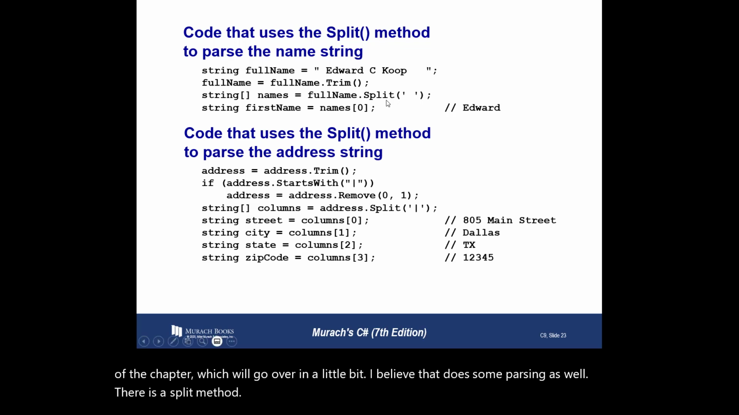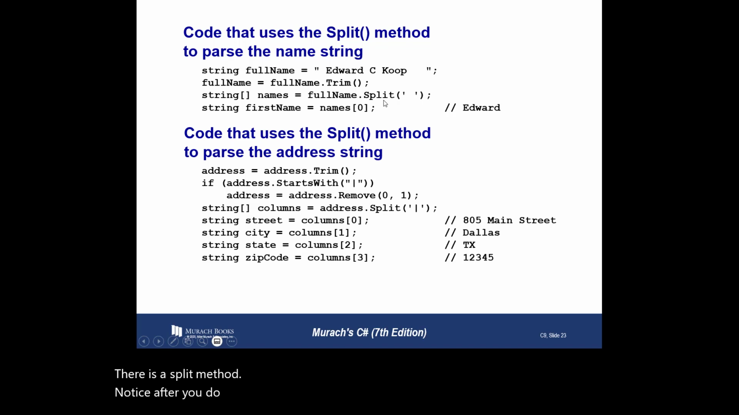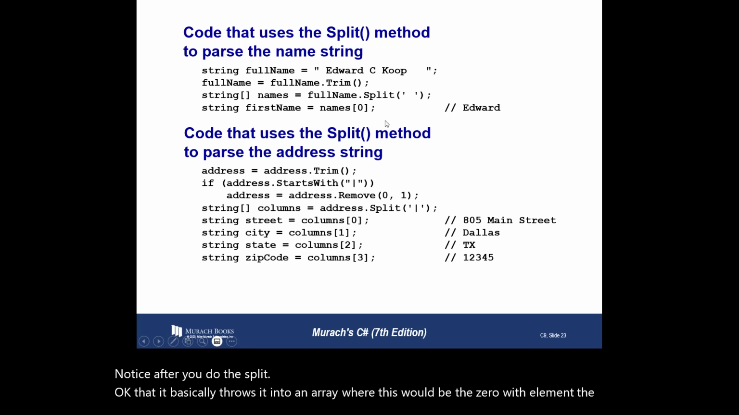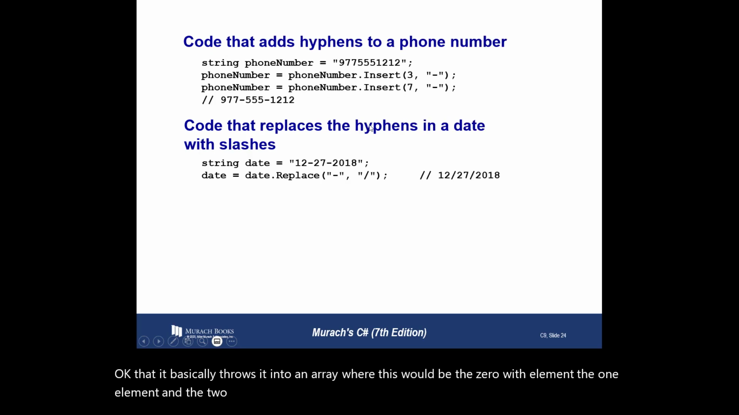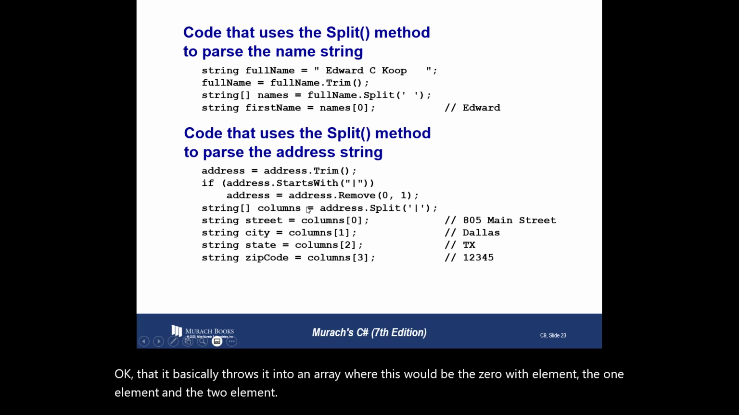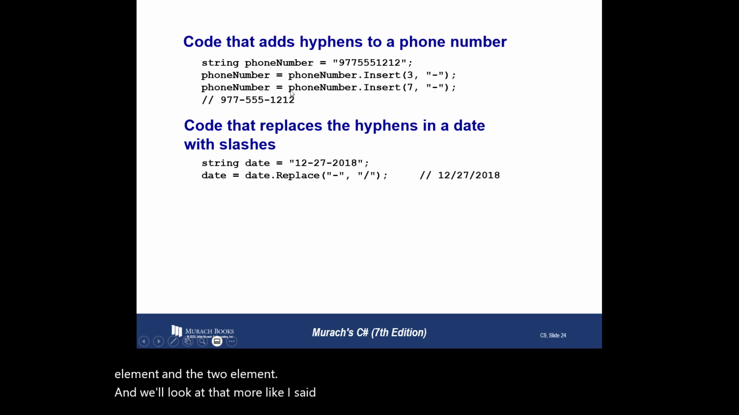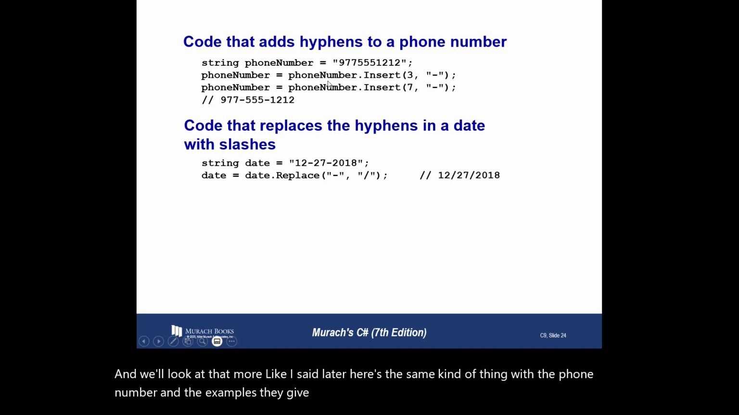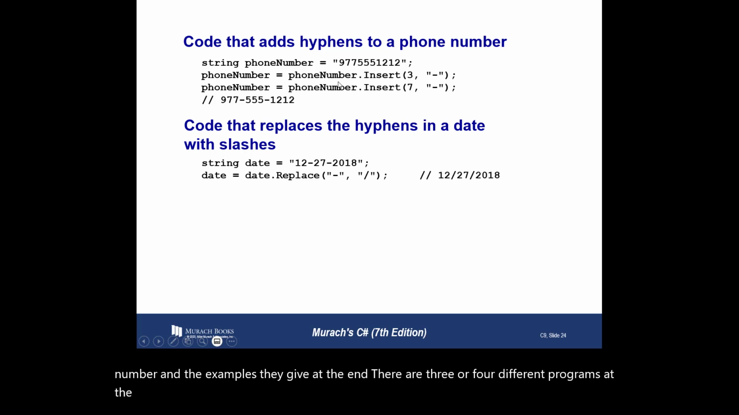So notice after you do the split that it basically throws it into an array, where this would be the 0th element, the 1 element, and the 2 element. And we'll look at that more later, like I said. Here's the same kind of thing with a phone number, and the examples they give at the end. There are 3 or 4 different programs at the end of the chapter. We'll do a couple of those.